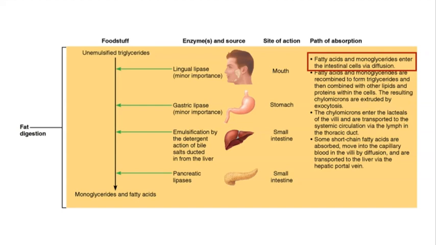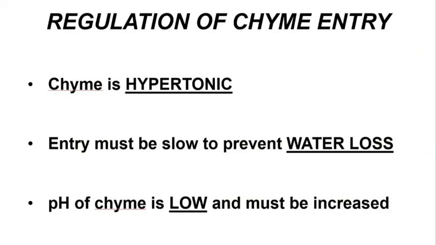The fatty acids can then cross the mucosa of the small intestine by diffusion because they can diffuse directly through the plasma membrane. Once they are inside of the enterocytes, they will be recombined into triglycerides, and those triglycerides will enter the lacteals. It is important to note that chyme entry into the small intestine is very highly regulated.